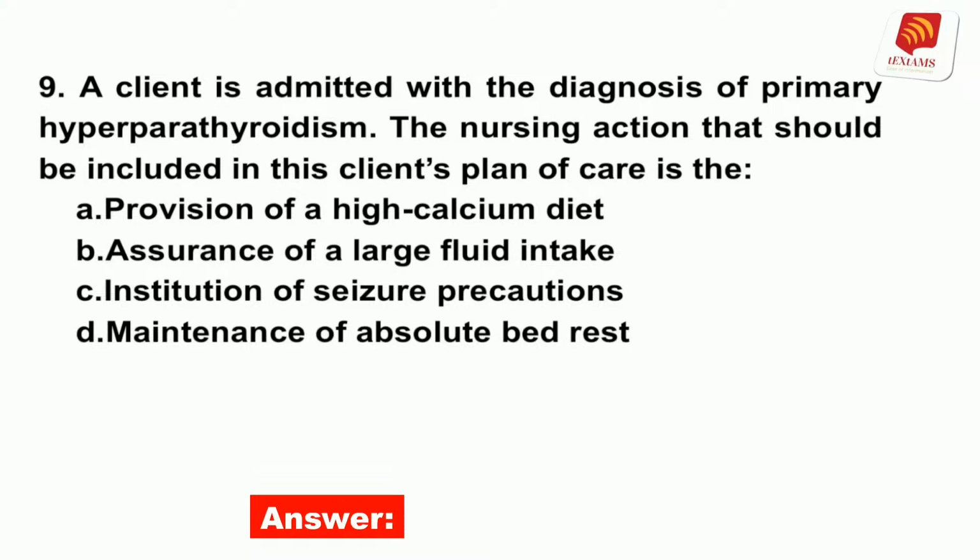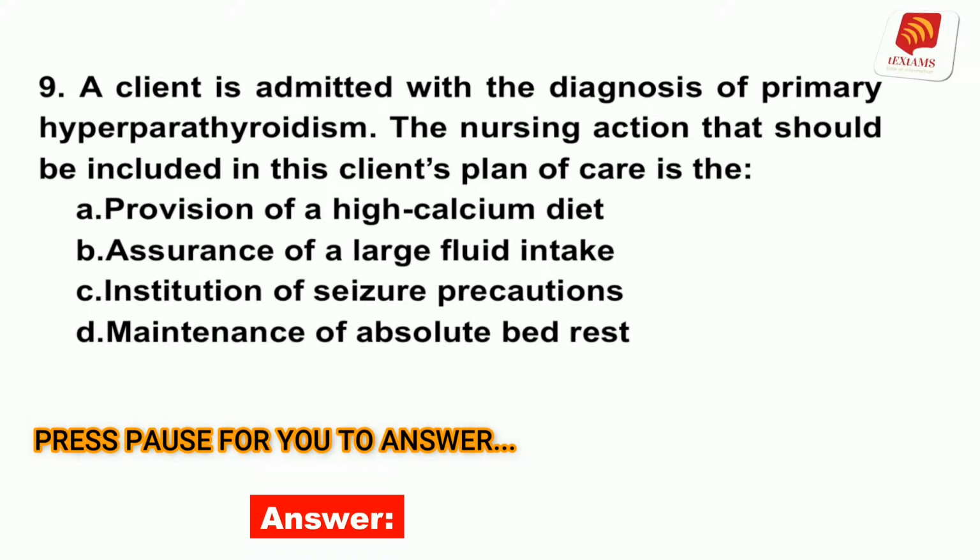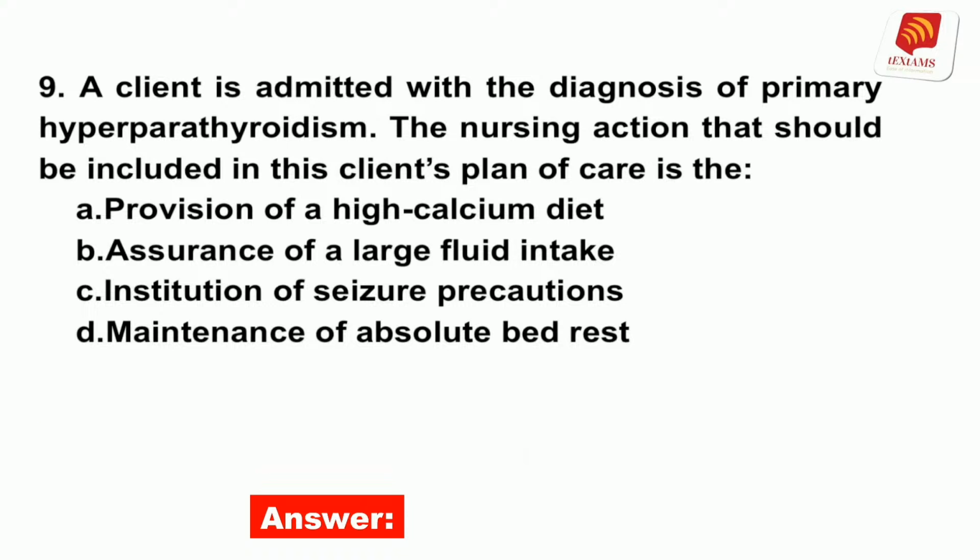Number 9. A client is admitted with the diagnosis of primary hyperparathyroidism. The nursing action that should be included in this client's plan of care is the A. Provision of a high-calcium diet. B. Assurance of a large fluid intake. C. Institution of seizure precautions. D. Maintenance of absolute bed rest. The answer is B. Fluids help prevent the formation of renal calculi associated with high serum calcium.